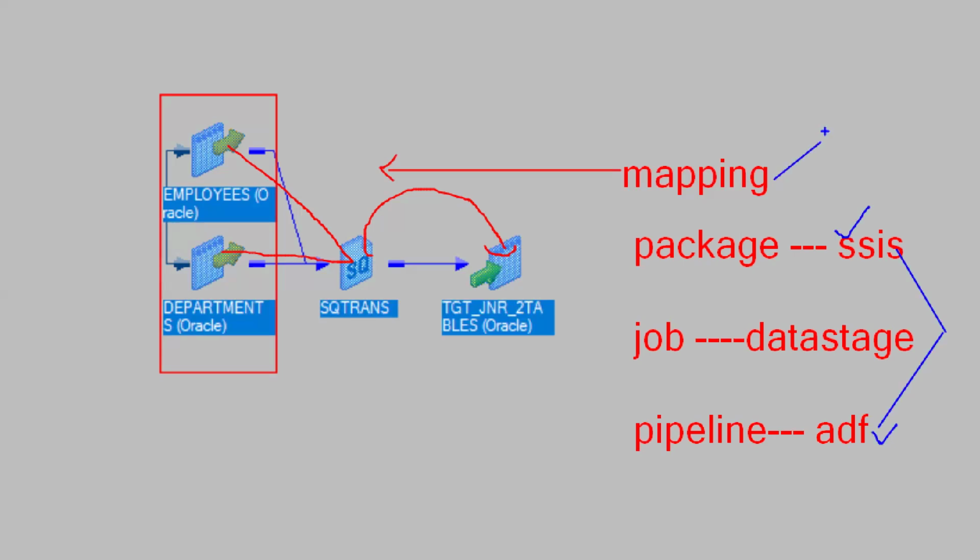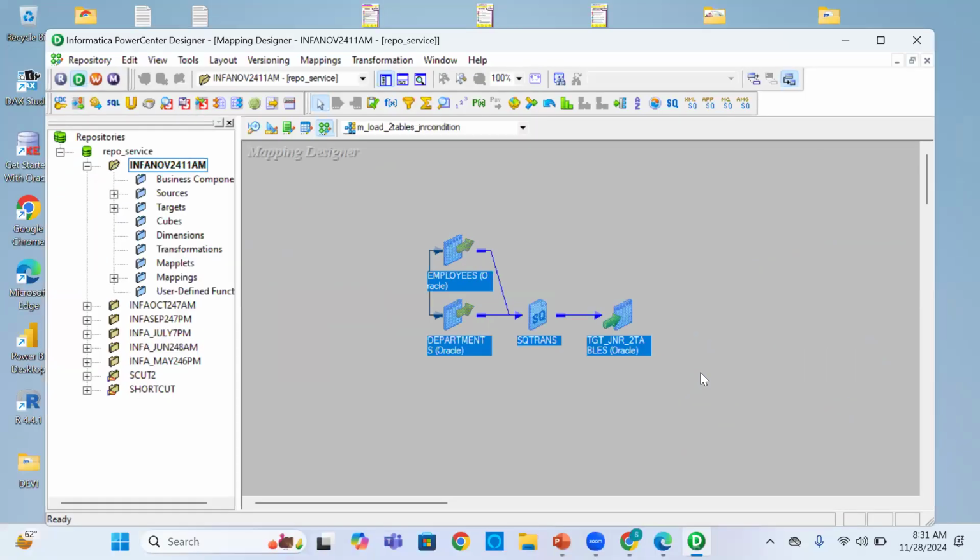And this is Informatica, or Power Center, from Informatica Corporation. See, only the technical term is different: mapping or package or job or pipeline, whatever it is. The meaning is the same: data movement from source to target is called a mapping.